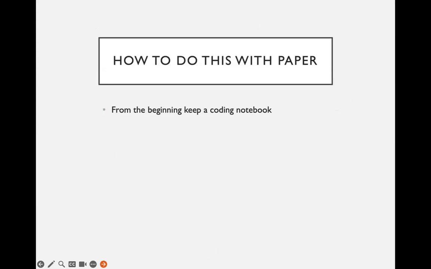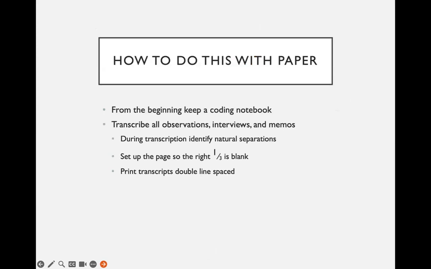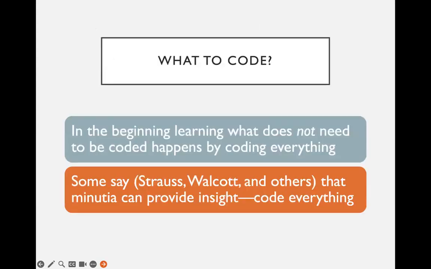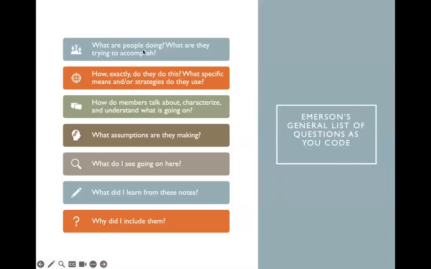So how to do this with paper? Now, from the beginning, keep a coding notebook. Transcribe all observations, interviews, and memos. Reread your transcripts. Write quick memos as they come to mind. Do pre-coding. So what do you code? In the beginning, learning what does not need to be coded happens by coding everything. So you code everything. Some say that minutia can provide insight. So everything can provide insight. Code everything. Codify everything.